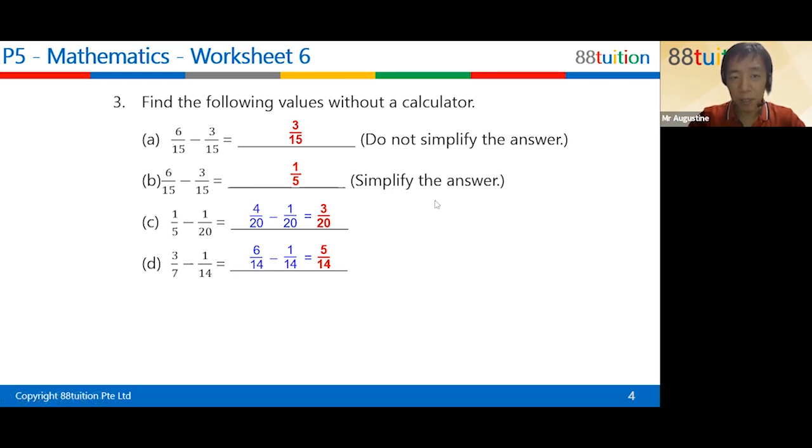So 1 out of 5, we change it to 4 out of 20 first. So that's the equivalent fraction before you carry out the subtraction. Same thing, 3 out of 7, we convert it into 6 out of 14 before you carry out the subtraction.